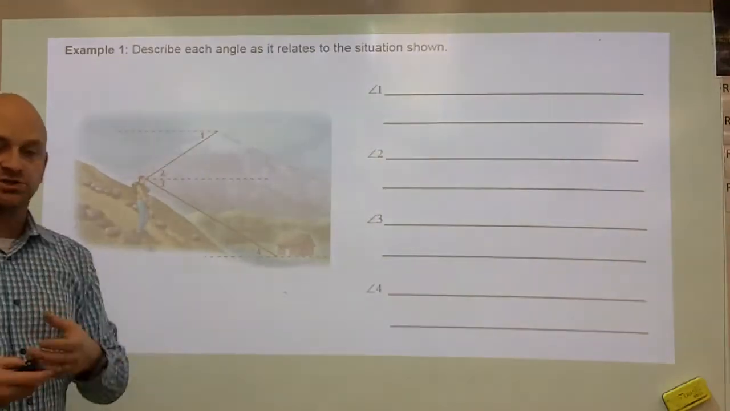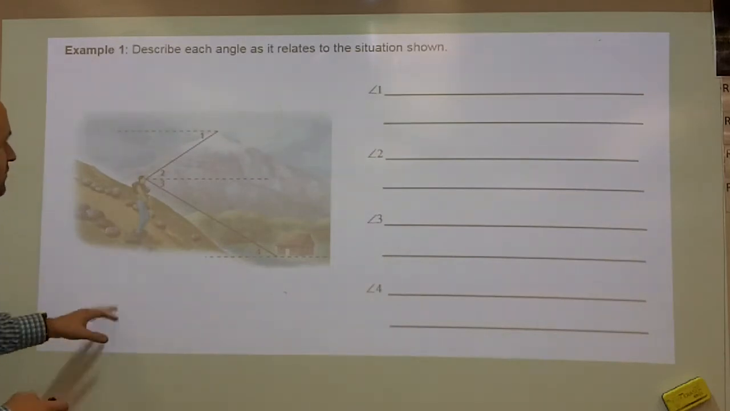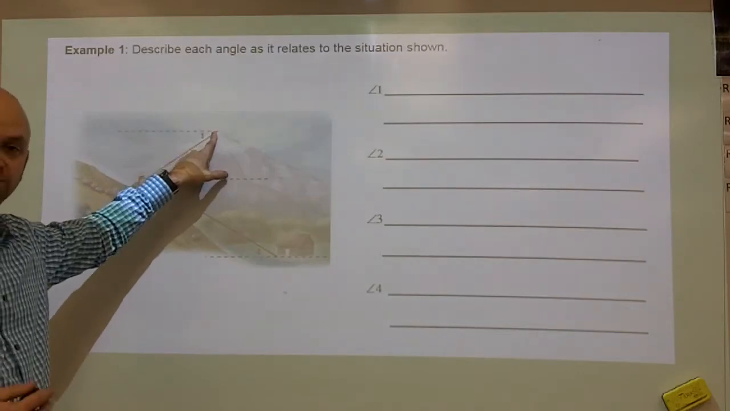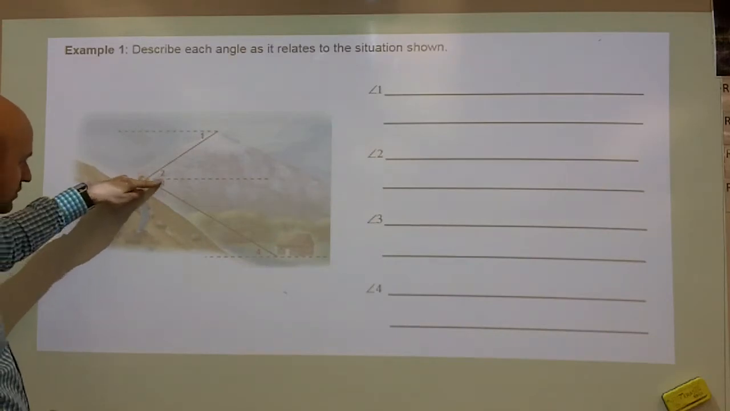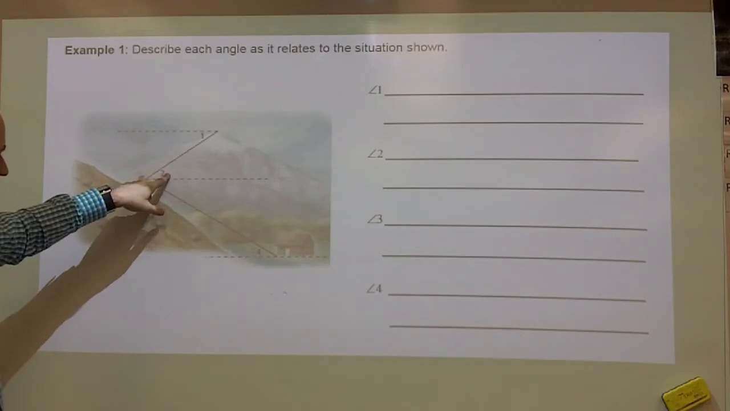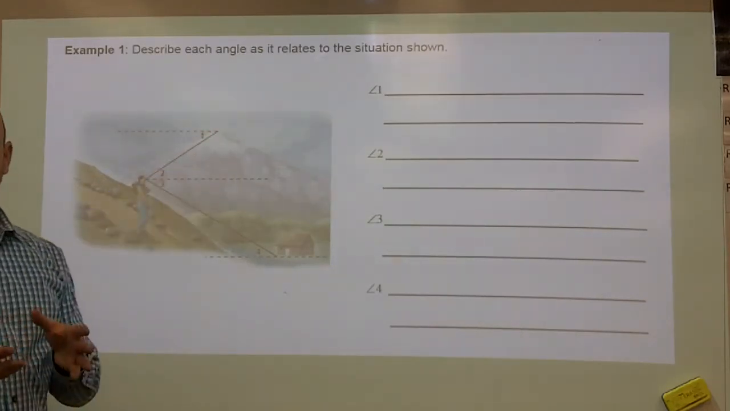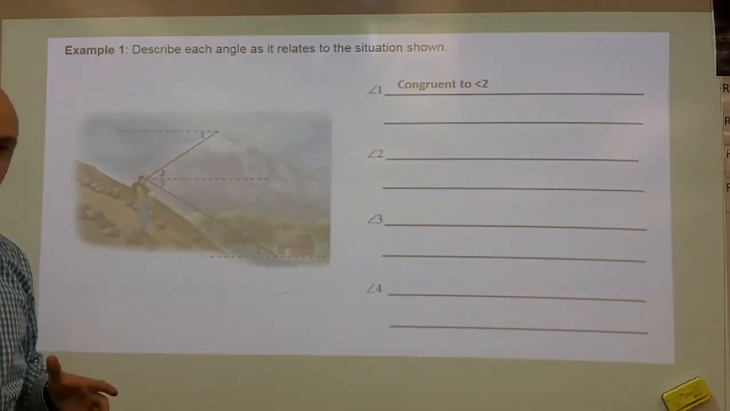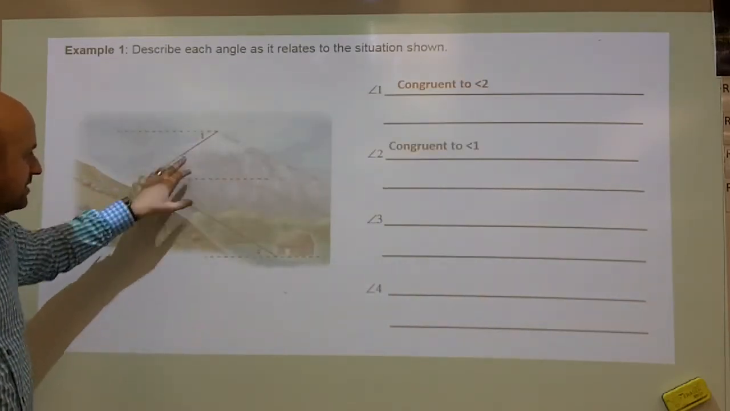Alright, so here's an example to identify angles of elevation, depression, and what's congruent and what's not. So if we look here, angle 1, which is right here, is going to be an angle of depression. And what they want you to see is that this line is horizontal, and so is this line going this way. So angle 1 is going to be congruent to angle 2, because in essence these are two parallel lines with a transversal. Angle 2 then would be congruent to angle 1 because it would be the same thing.